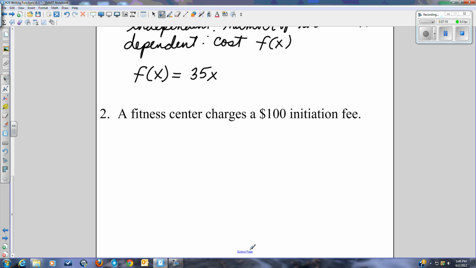A fitness center charges a $100 initiation fee. So, and also I want to add to this plus, I didn't finish typing this, plus $40 per month.